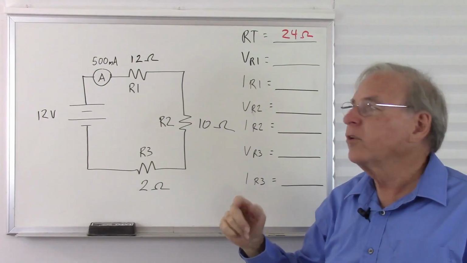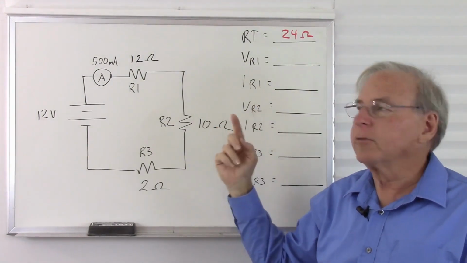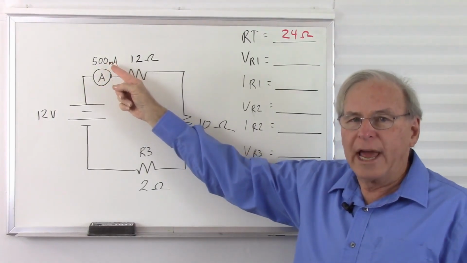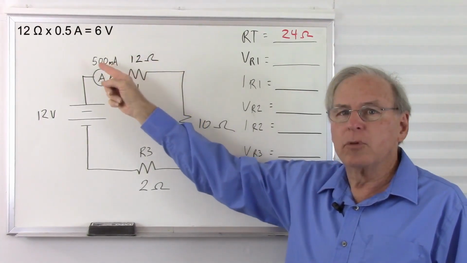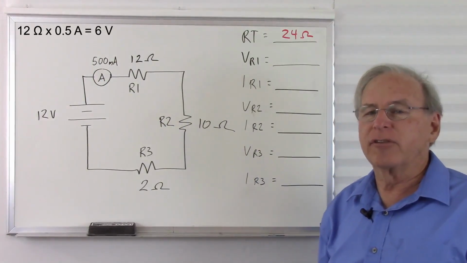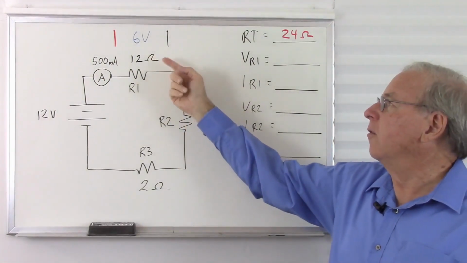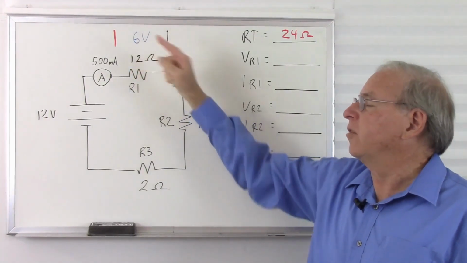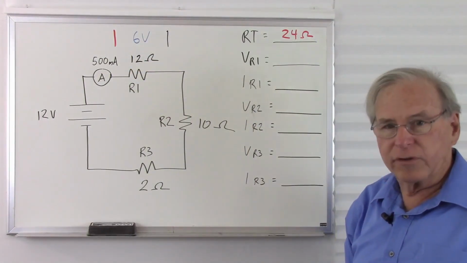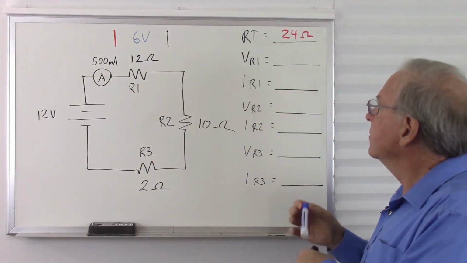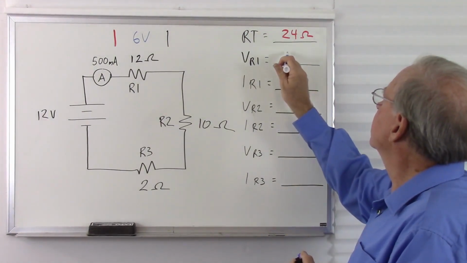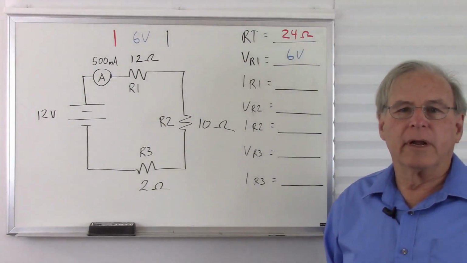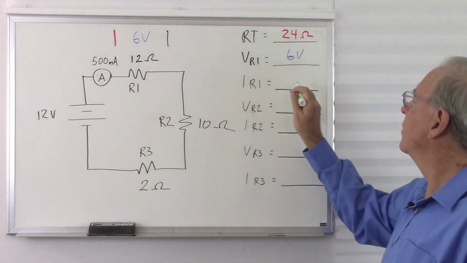There's our 12 ohms. So we don't know our voltage, so we multiply. So 12 times what? 500? That's 1/2 of an amp. So 12 times 0.5 gives us 6. And here it's shown higher voltage here, lower voltage here, so positive to negative, 6 volts across the 12 ohm resistor. And we've already determined that the current is 500 milliamps.